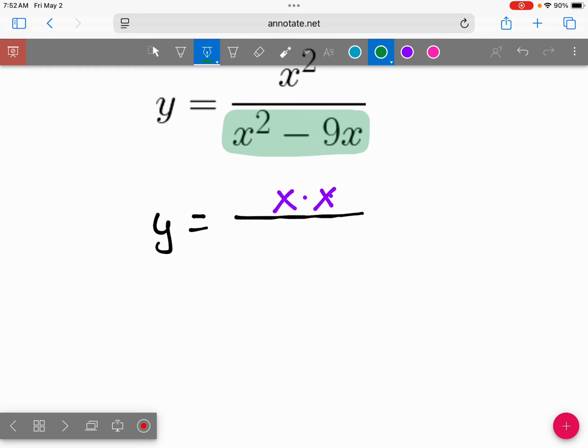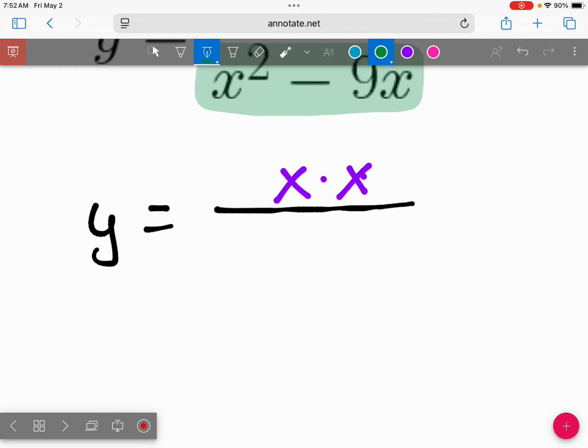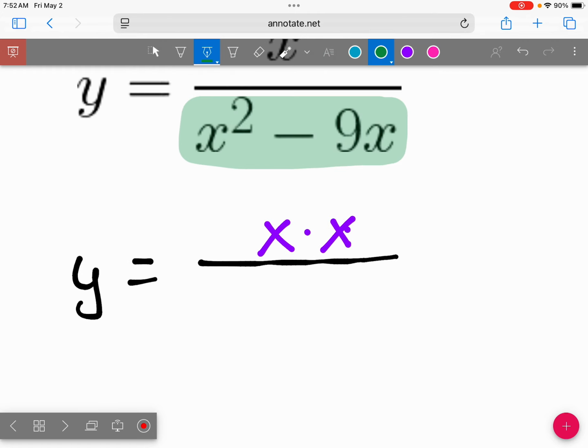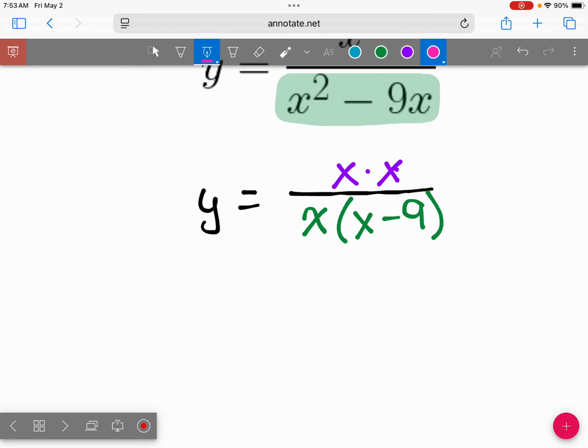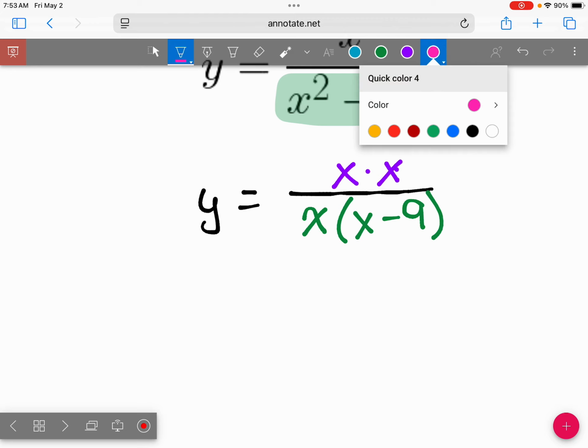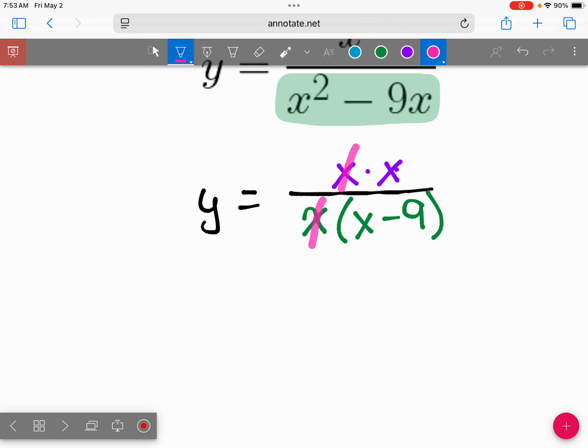x squared minus 9x. Greatest common factor of x. So we have an x, and we're left with x minus 9. So what's our bit that cancels out? What can we simplify up here? The x.